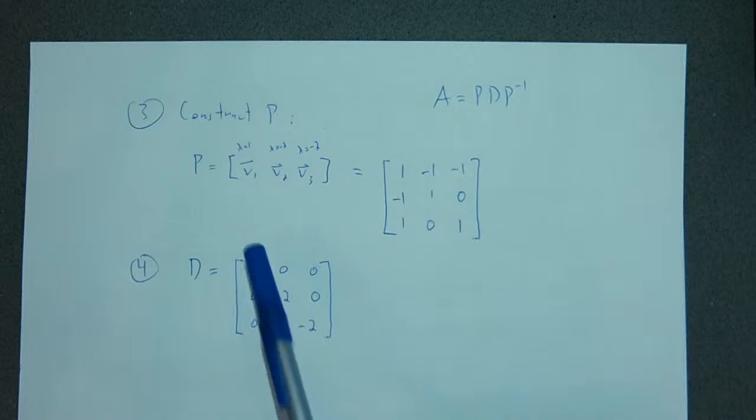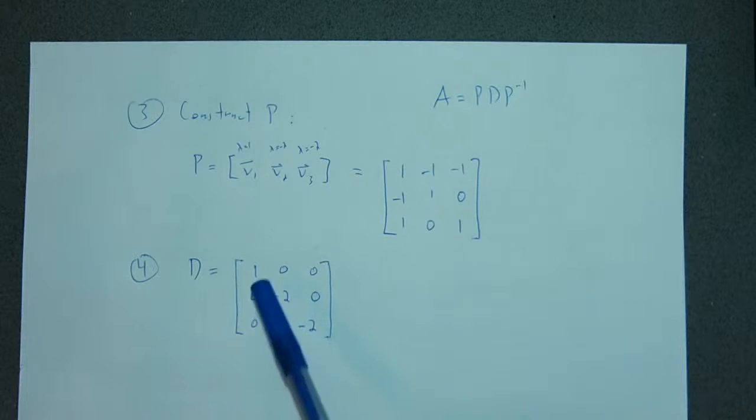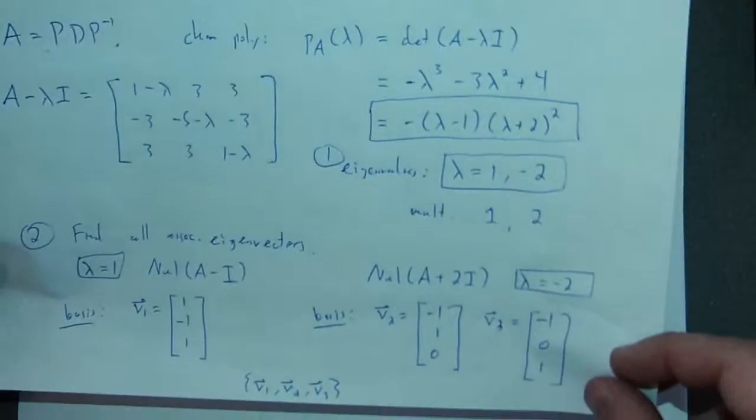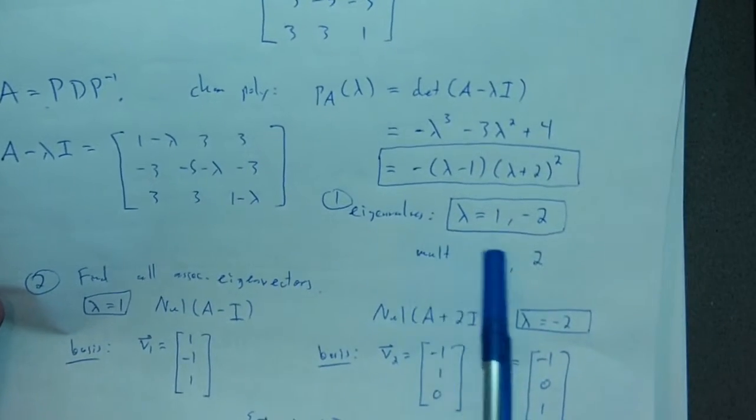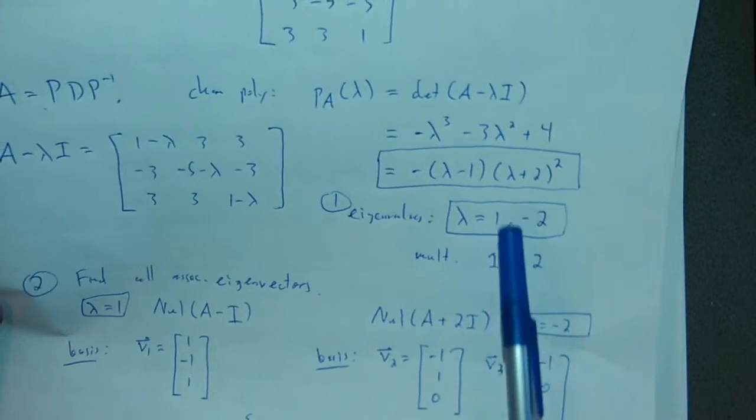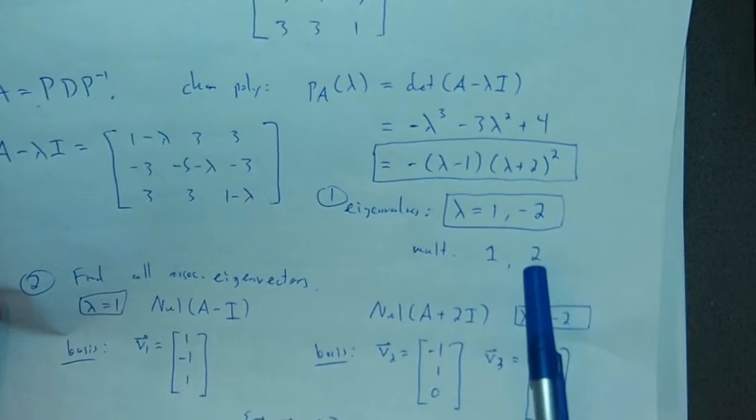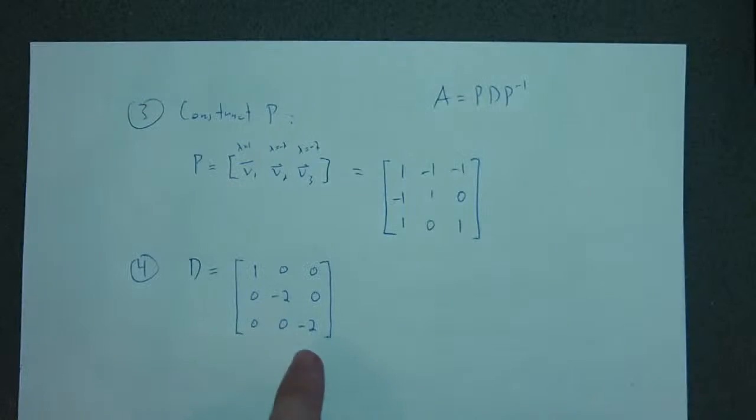It contains the eigenvalues of A on it, and the number of times that an eigenvalue shows up is the multiplicity of that eigenvalue as a root of the characteristic polynomial. So here are my eigenvalues for A, 1 and minus 2. 1 had multiplicity 1, minus 2 had multiplicity 2. So minus 2 shows up twice here, 1 shows up once.